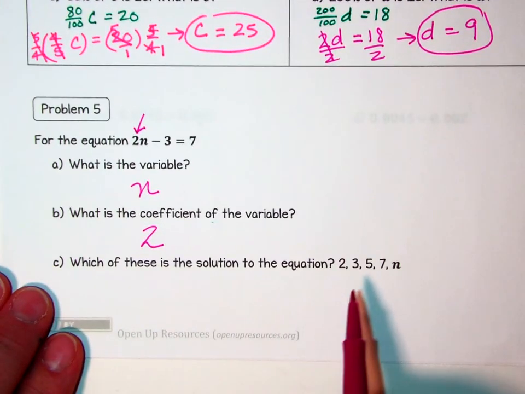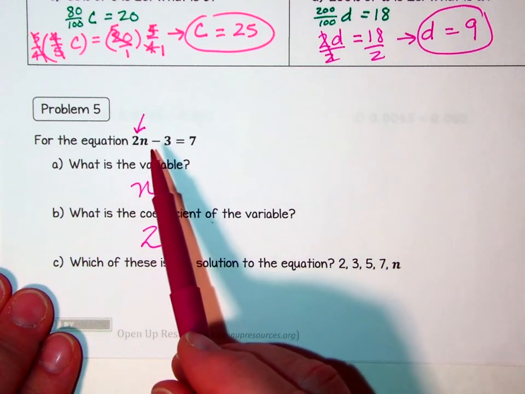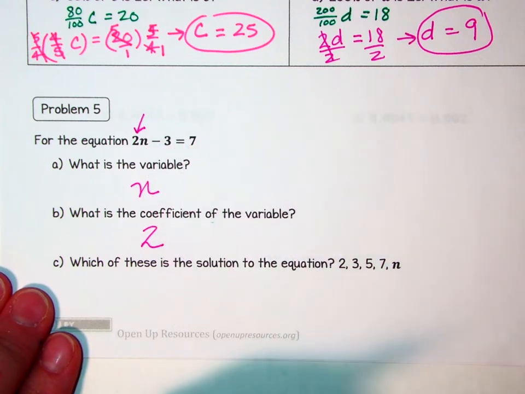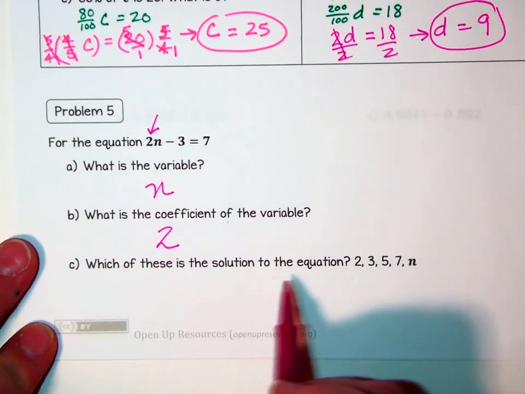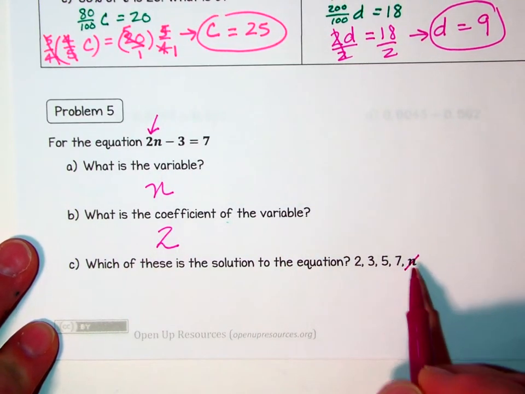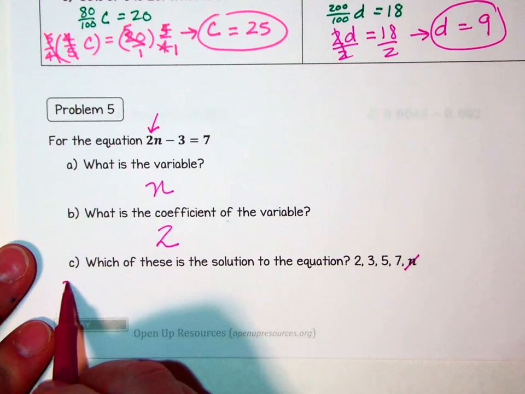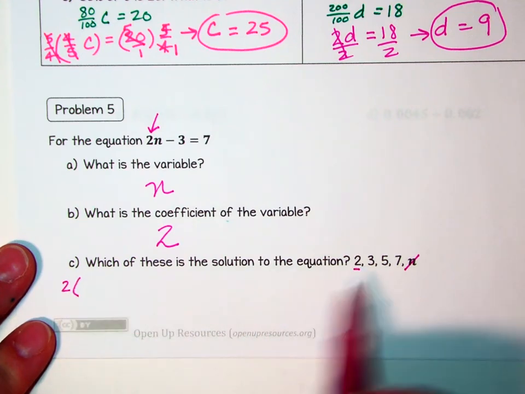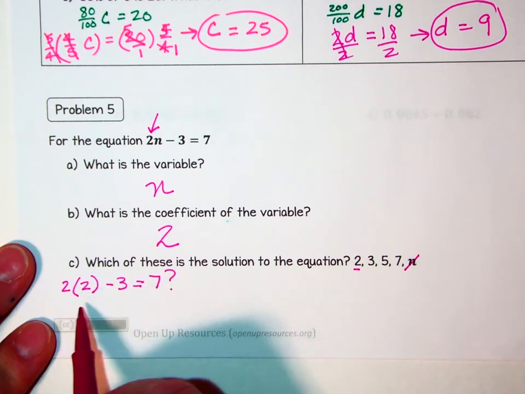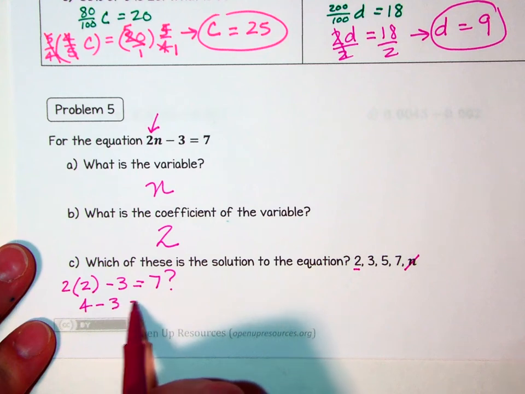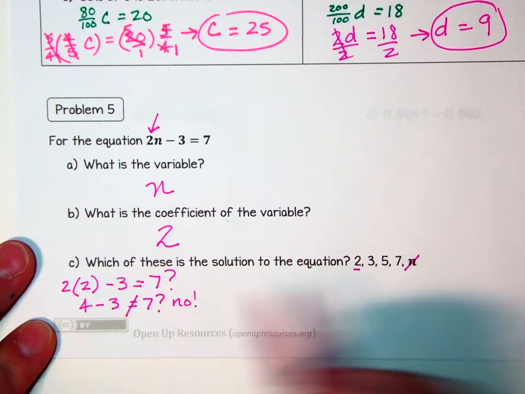And then it says, which of these is the solution to the equation? So they're asking us which of these, if we substitute it in for n, gives us a true statement. So I'm just going to go ahead and substitute these numbers in. N doesn't make sense. I'm not going to substitute a variable in for a variable, so I can eliminate that right away. But first let's see, I have 2, and we're going to use this first number. 2 times 2 minus 3, does that equal 7? Well, 2 times 2 is 4. Does 4 minus 3 equal 7? No. 4 minus 3 equals 1. So 2 is not a solution.